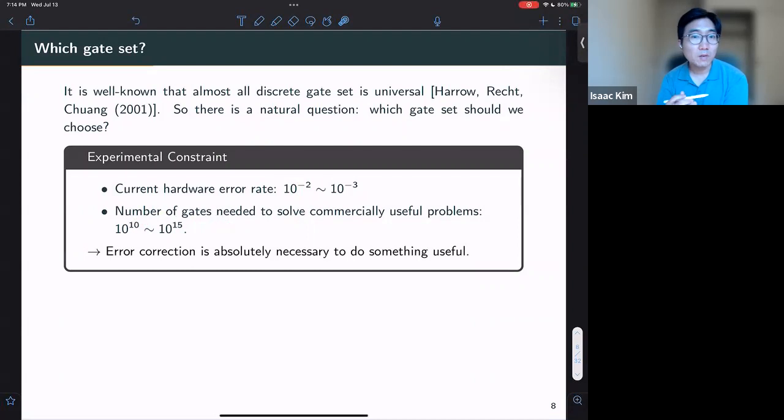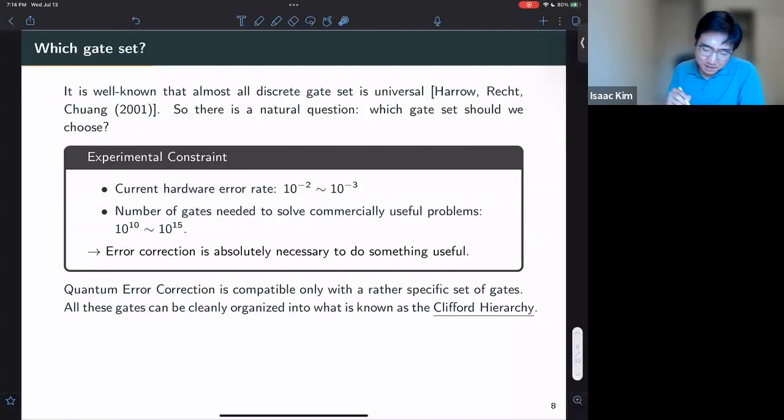People have estimated very carefully how many gates you need to apply to do something that is commercially useful, or even scientifically. And that number turns out to be roughly between 10 to the 10 and 10 to the 15. So if you apply 10 to the 10 gates when the error rate is 10 to the minus 3, the probability that an error occurs is going to be very, very close to 1. So that's obviously not very good. So this means that some form of error correction is absolutely necessary to do something useful.